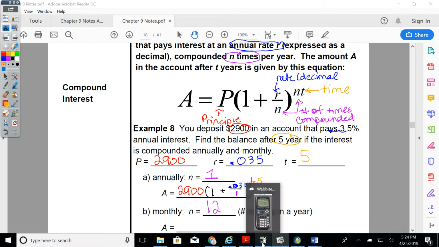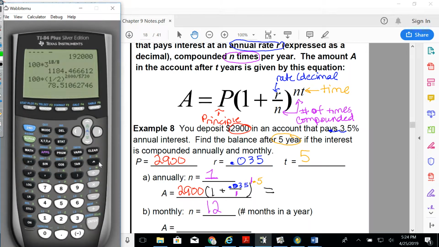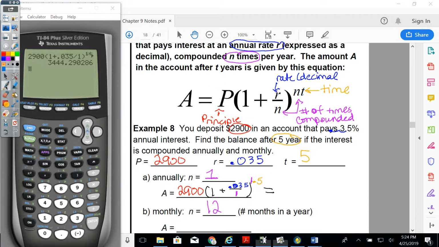So grab your calculator, and I'm going to do 2,900 times 1 plus, technically you should put parentheses around this fraction, but order of operations is going to make it do that part first, so we really don't need the parentheses here, divided by 1 to the 5 times 1 is just 5 in the exponent. And we press enter. And we're talking about money here, so we round to the nearest cent.